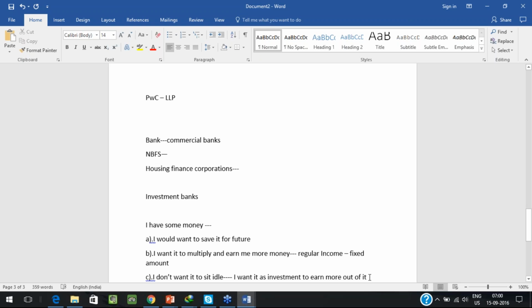In the case of C, you are not expecting a fixed income. Maybe down the line, 2 years or 3 years or 5 years, you want some return from that money. So that's the difference between B and C. And for A, you don't want to take any risk. You want to just save it for future use. So that's the primary purpose of having your money. Now tell me any other ways of using your money.